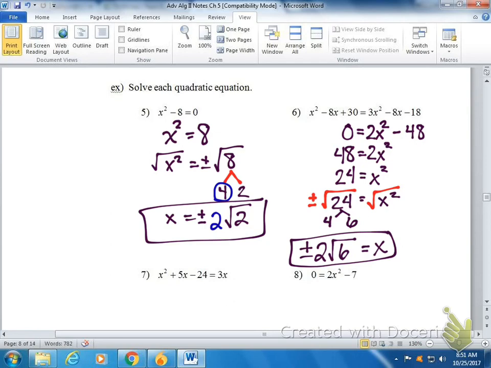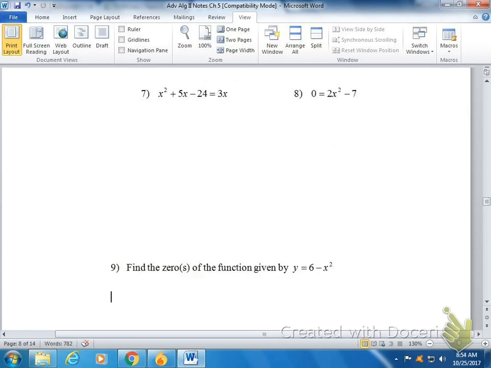Number 7. So with number 7, let's get everything to one side. So subtract 3x. We get x squared plus 2x minus 24 equals 0. Wait a second. Hold on, I can't do the square root method like this because I don't have a perfect square.